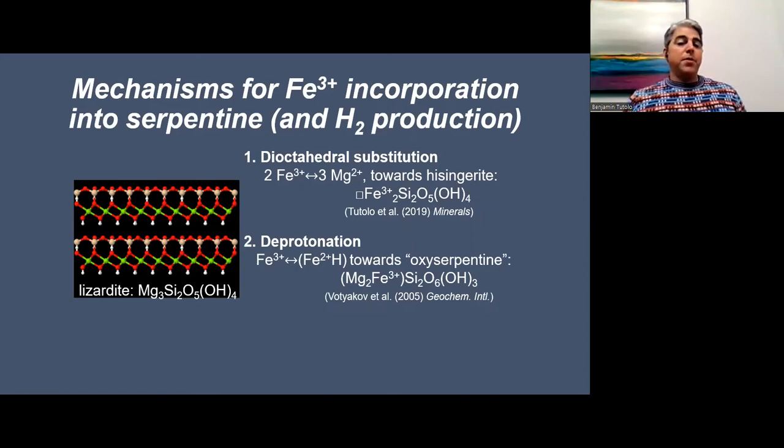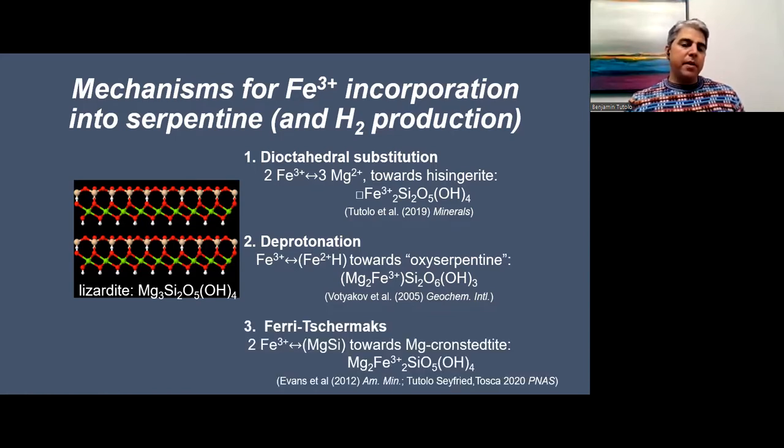The second potential mechanism is deprotonation. Essentially what happens there is you're popping off an OH group from the serpentine structure while putting in a magnesium or an oxidized iron. And this makes something called oxyserpentine. I have drawn into question the potential for this reaction actually happening in nature. I think that perhaps this data set that claims to prove that it is a dominant mechanism for iron substitution might be biased by the sample preparation techniques. So I'm disregarding that as a potential mechanism for hydrogen generation.